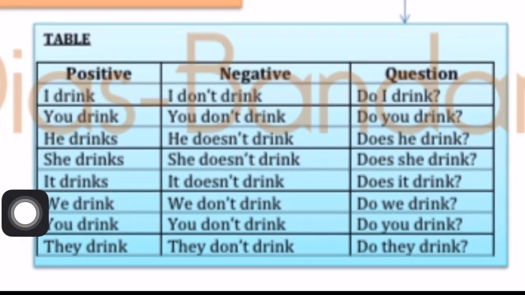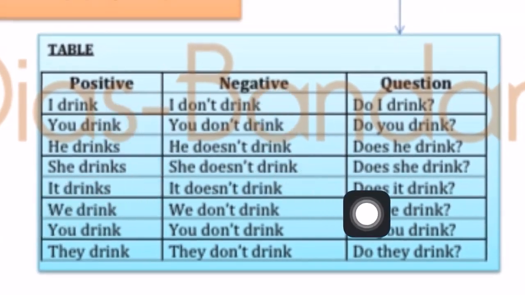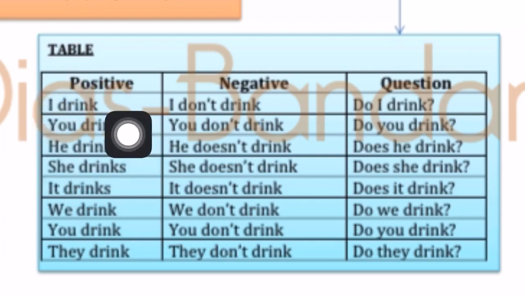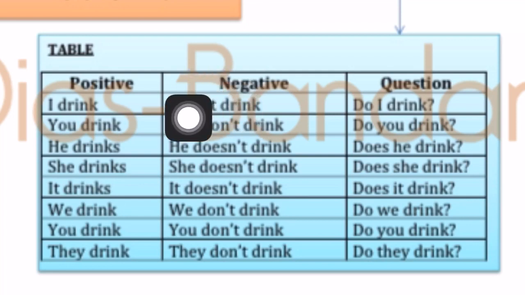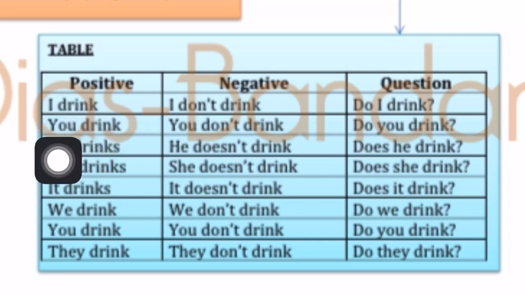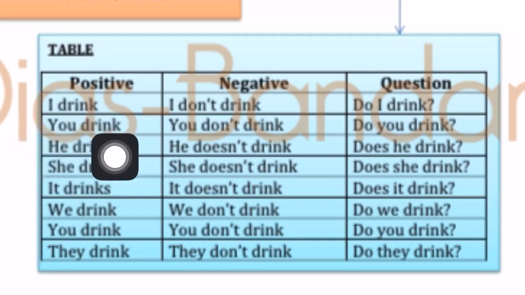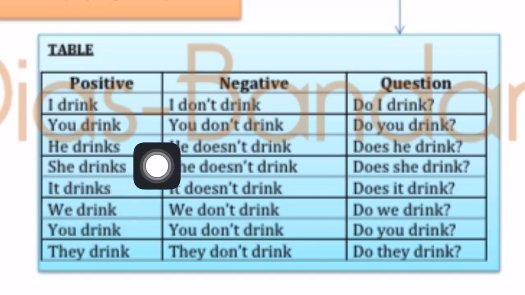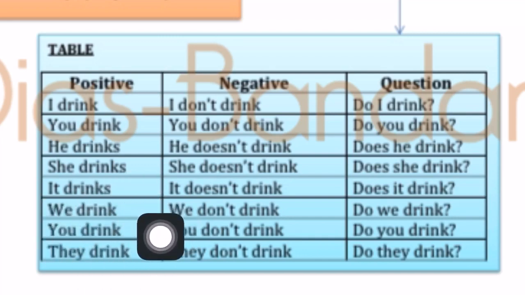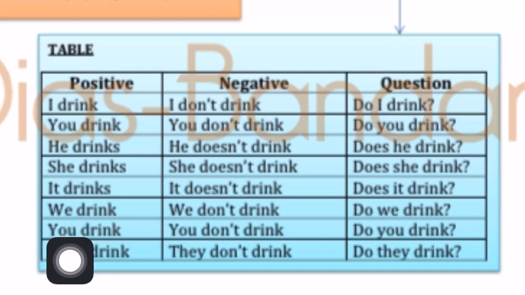Now we'll go on to the table. Now this is how the simple present tense works. These are the persons in English: I, you, he, she, it, and the plurals we, you, they. In the simple present tense we use the verb stem. I drink, you drink, but for he, she, it we add an S. He drinks, she drinks, it drinks. And again we use only the verb stem: we drink, you drink, they drink.